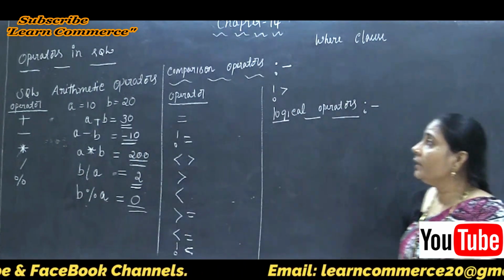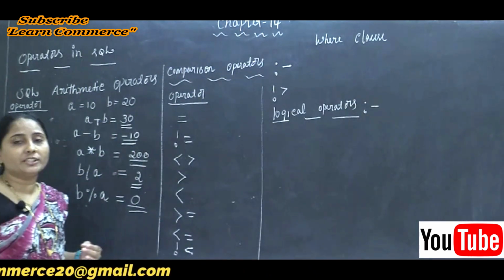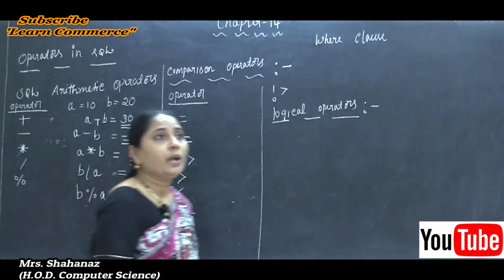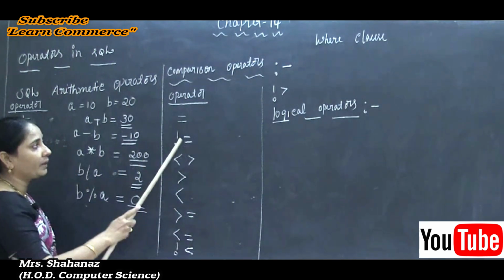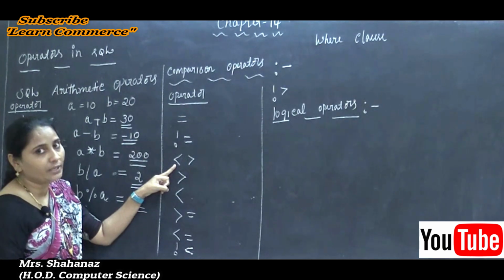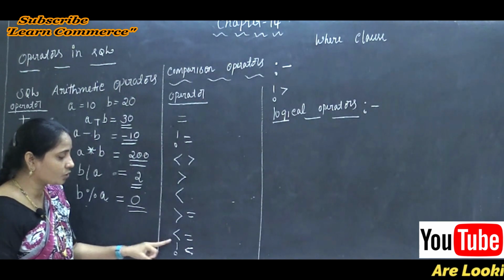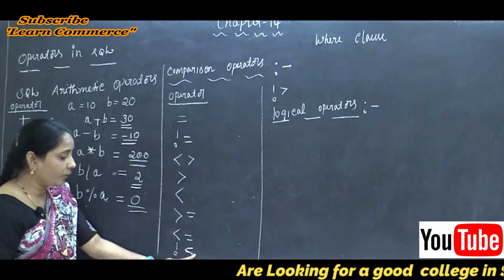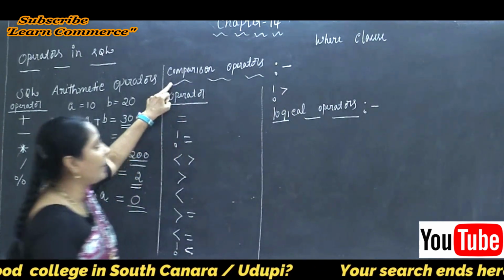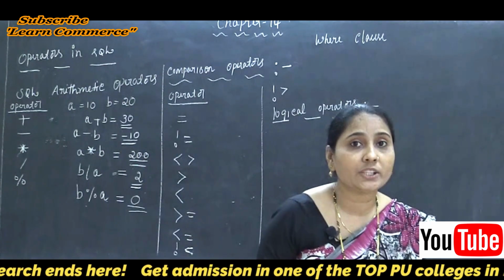After knowing the SQL arithmetic operators, the next operator type is the comparison operator. What operators do we use in comparison operators? They are equal, not equal, also written as not equal, greater than, less than, greater than or equal to, less than or equal to, not less than and not greater than. All of these are part of the comparison operators, which are also called relational operators.